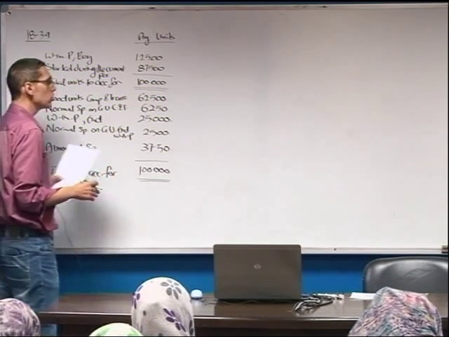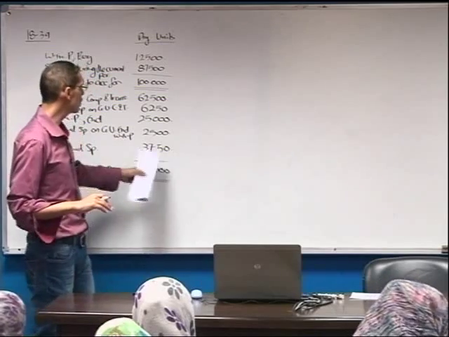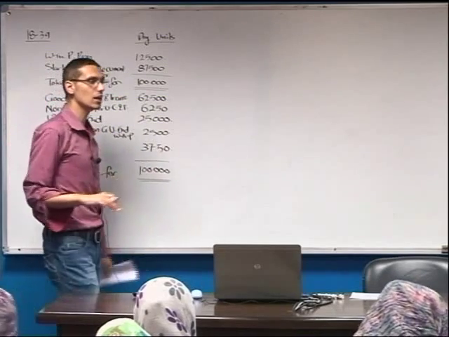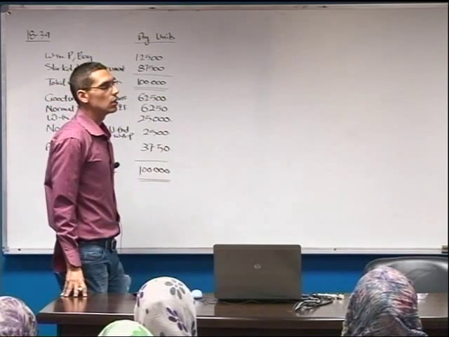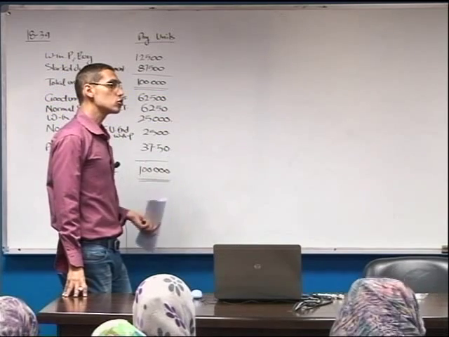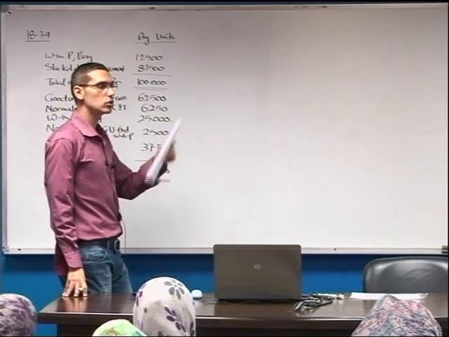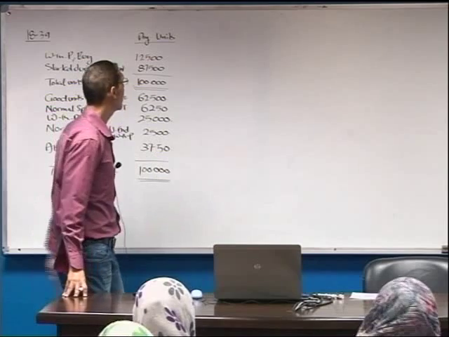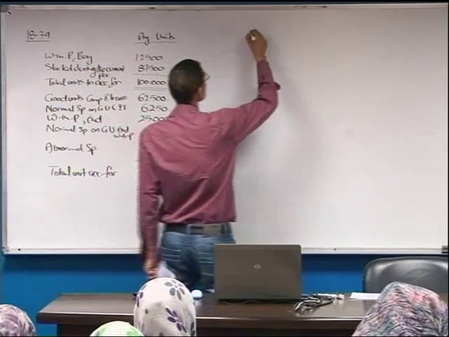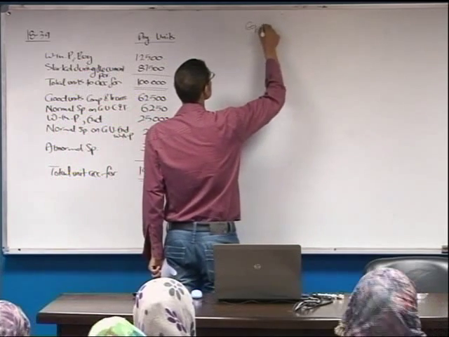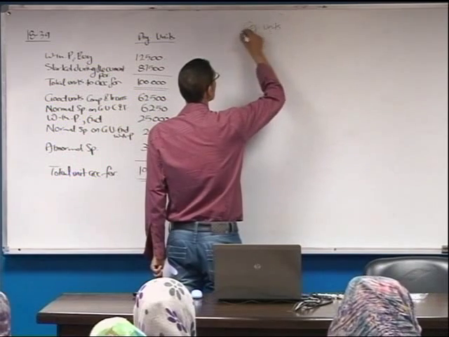These are the total units accounted for. As we can see here, the 100,000 equals the 100,000, or the total units to account for should equal the total units accounted for. Now, let us start with the equivalent units, or the calculation of the equivalent units.